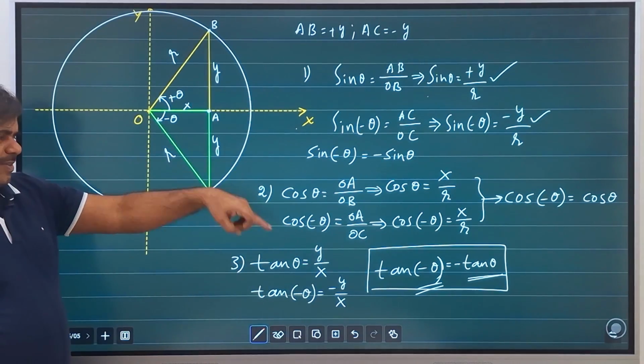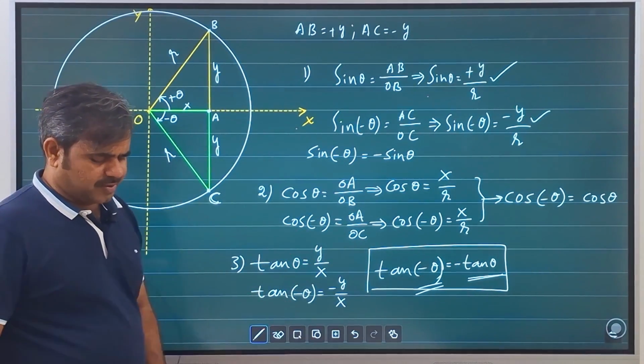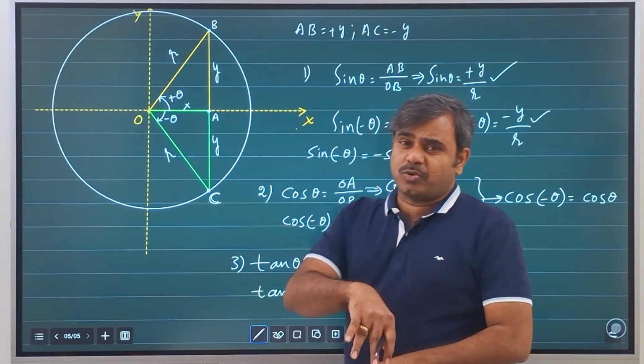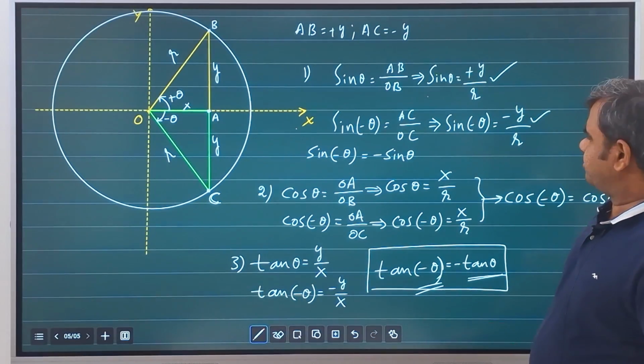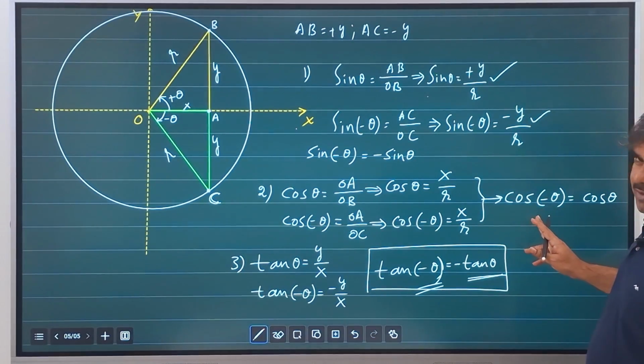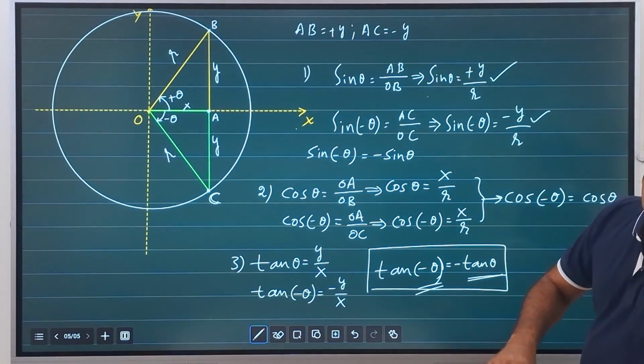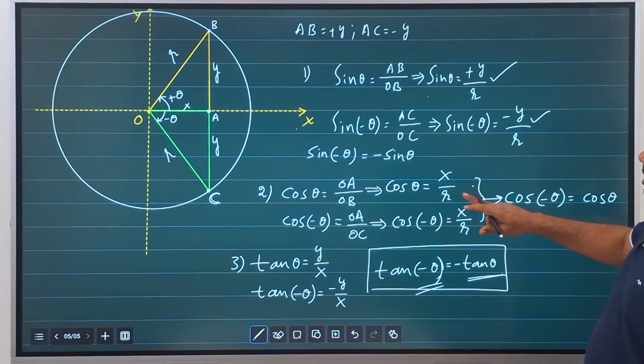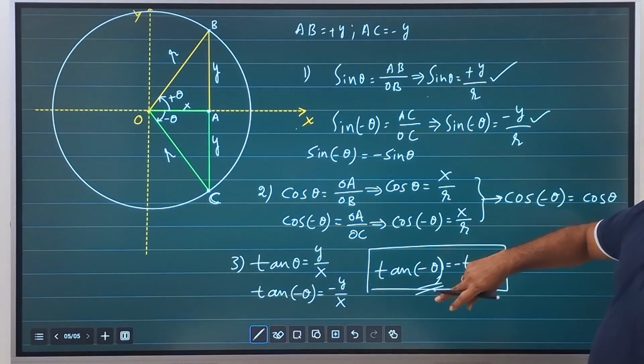Sine function is an odd function. Tan function is also an odd function. So the reciprocals are also odd functions. Cosine function is an even function. So its reciprocal is also an even function. X by r. Reciprocal is r by x.